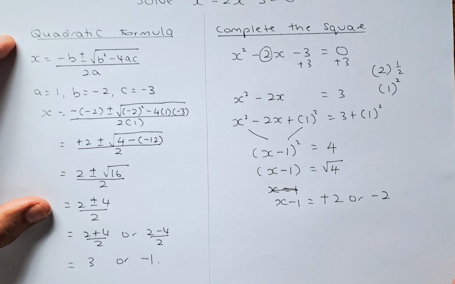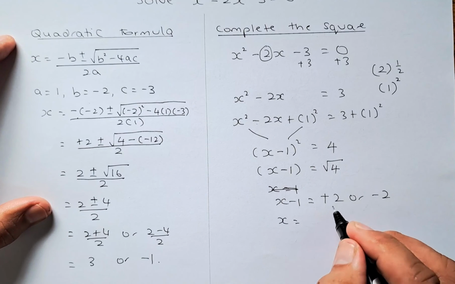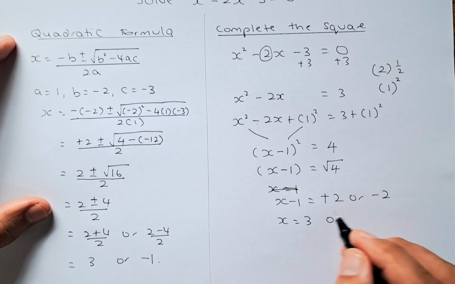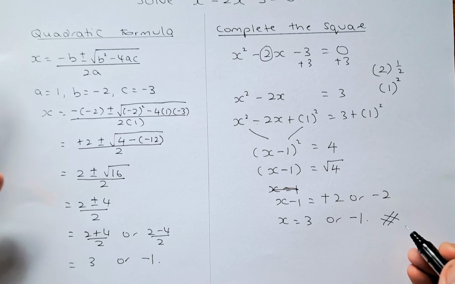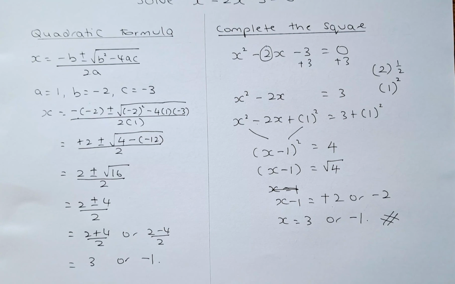Then the last step is to solve. Your x equals 2 plus 1 is 3, or minus 2 plus 1 is negative 1. So that is how you solve a quadratic equation using the three different methods. The first is by factorizing, the second method is by using the quadratic formula, and the third method is by completing the square.